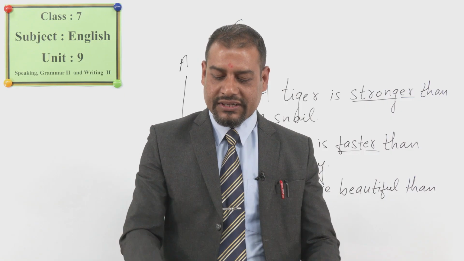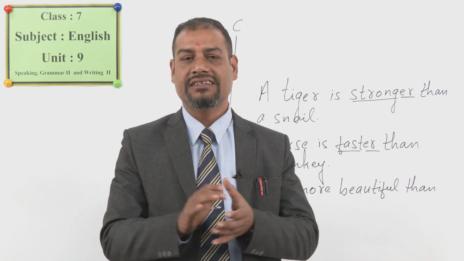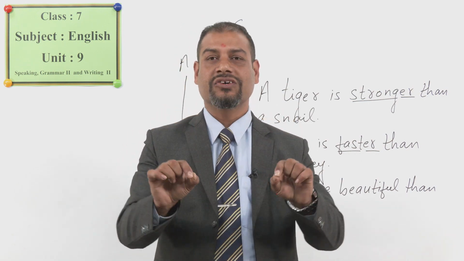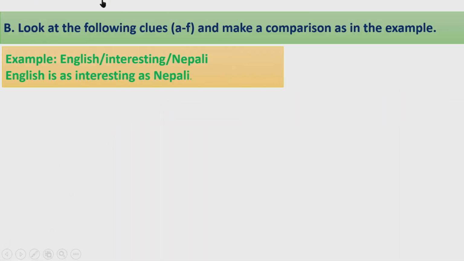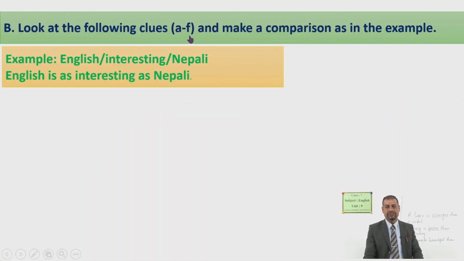All right. Now after this, we have again another task. See, this is also comparison, but we use another structure. So for it, look at the following clues A to F and make a comparison as in the example. So first of all, look at this example. Here is given English, interesting, Nepali. Now you have to make a sentence making a comparison. Okay? An example is, English is as interesting as Nepali.